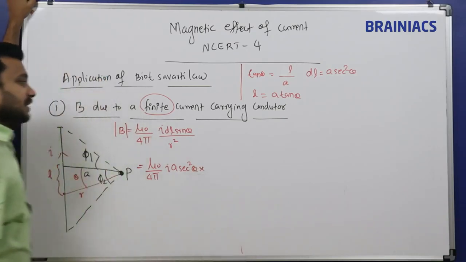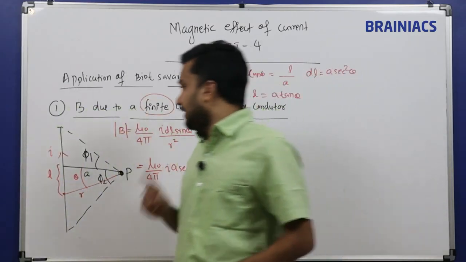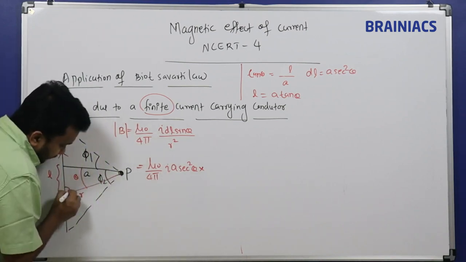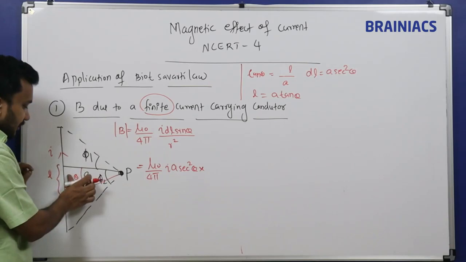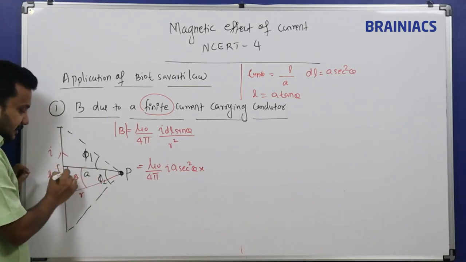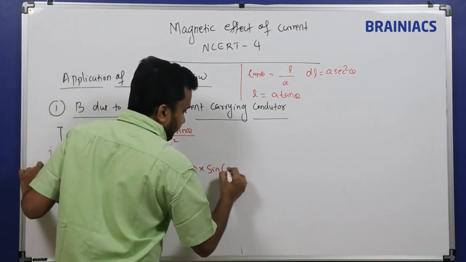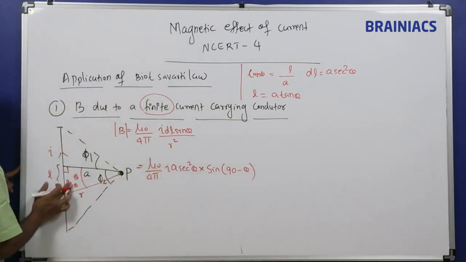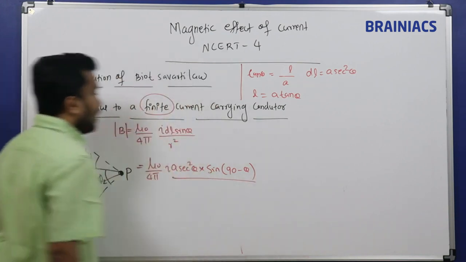Next one is sine theta. While representing the Biot-Savart law, I told you theta is the angle between I dl and r. So I dl is the current element, and this angle is called theta. But here it is not theta. Why? Because this angle is theta and this is 90, so this will come as 90 minus theta. So here I have to apply sine of 90 minus theta, because the angle between the direction of current and r is what is called theta in the law. But here theta is assumed to be this angle. So this becomes sine of 90 minus theta divided by r square.